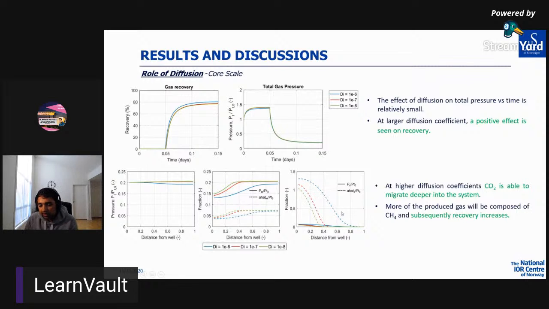But the figure on the right indicates a different thing. Here the dotted lines are much higher compared to the solid lines. That means the fraction of CO2 exists in the core in the adsorbed form. So this also indicates that CO2 is able to replace methane from the core, and that is what has led to the increase in recovery.